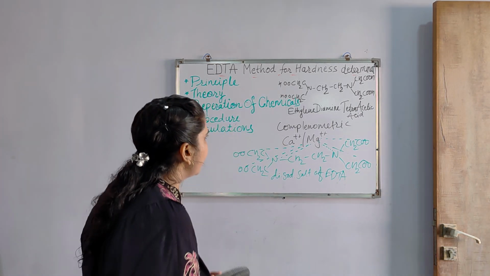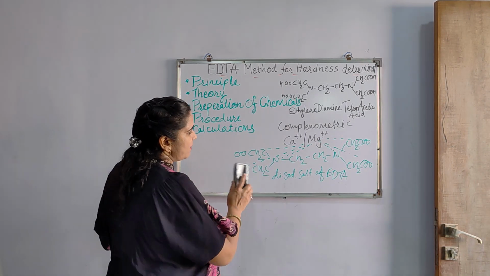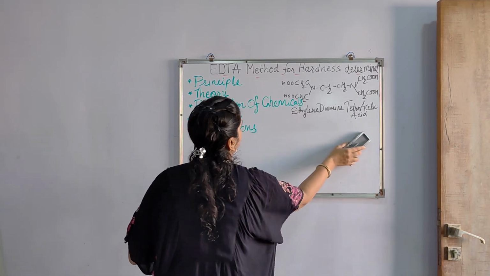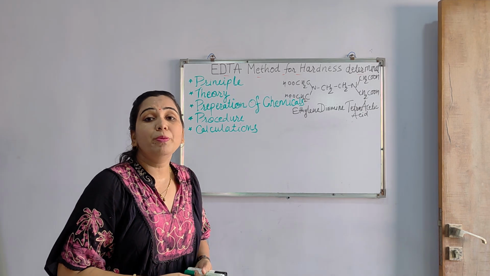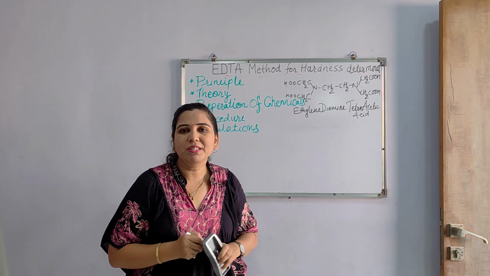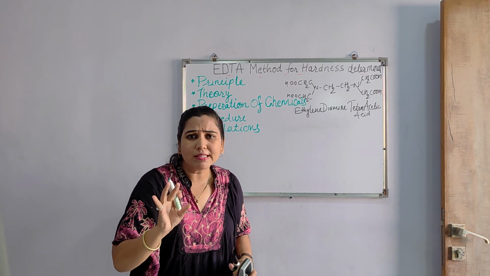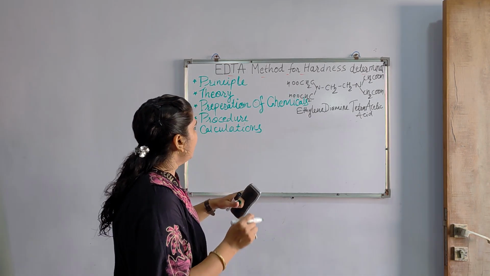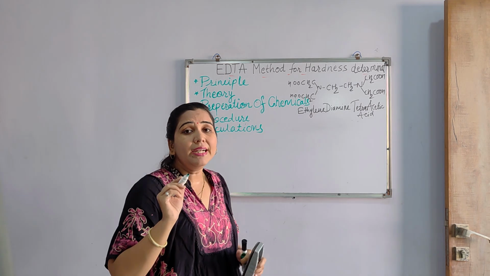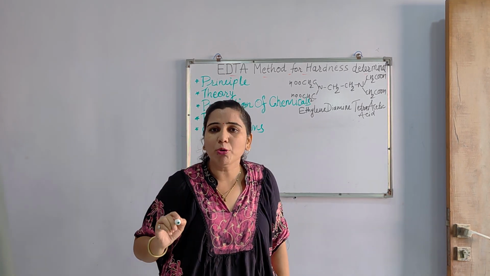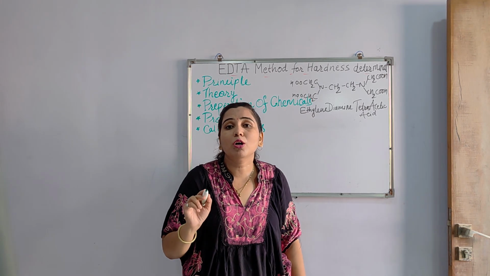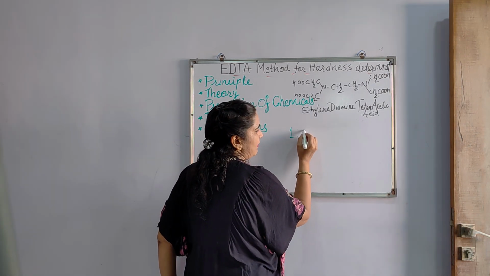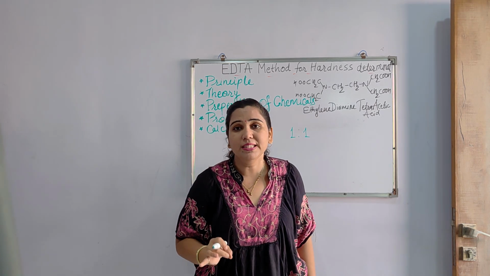Now we will see the next topic, and we have to move ahead point-wise. See here, the first point is called the principle. Now what should its principle be? Principle means it is just one sentence about the total reaction or total method. See here, when an EDTA molecule comes in contact with any positively charged ion, it will form a very stable complex in 1:1 proportion. That's it. This is about the principle.